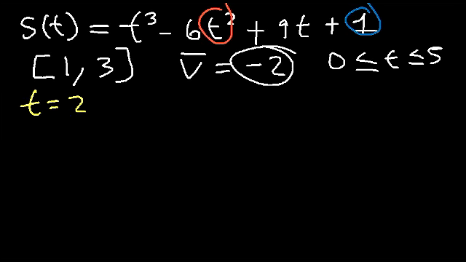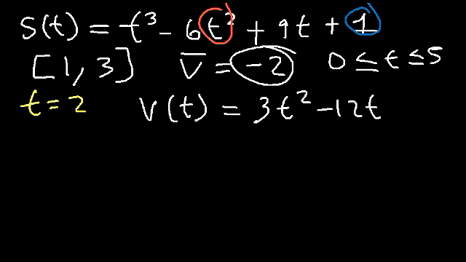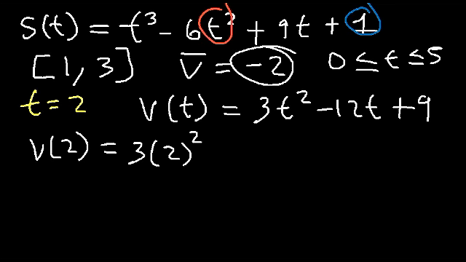So we found the average velocity between a time period of 1 and 3 seconds. What about at 2 seconds? What is the instantaneous velocity? To find it, we need to use the function that we have for the instantaneous velocity, which is 3t squared minus 12t plus 9. That's what we had in the last example. So we simply have to plug in 2. So it's going to be 3 times 2 squared minus 12 times 2 plus 9.